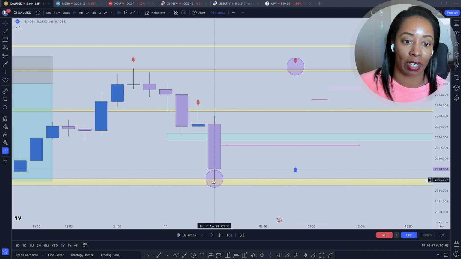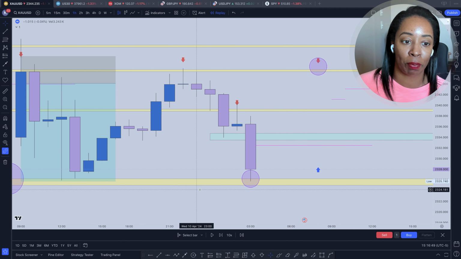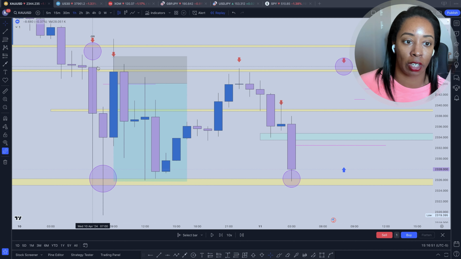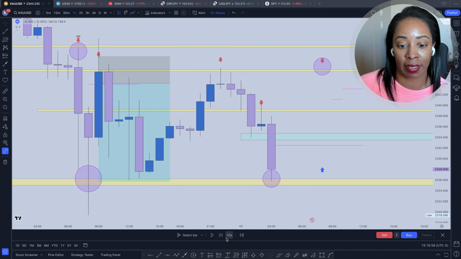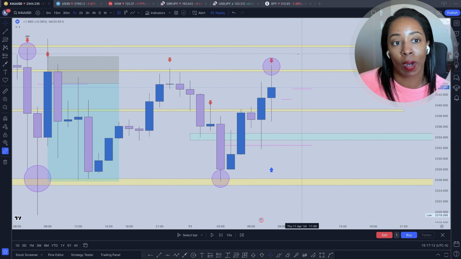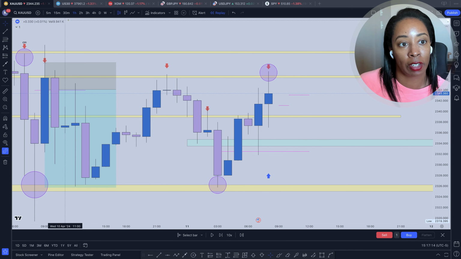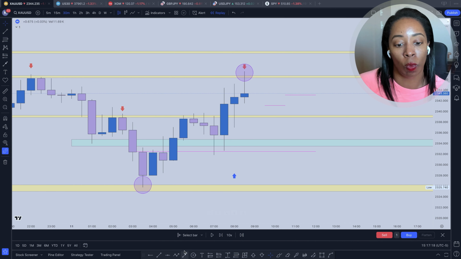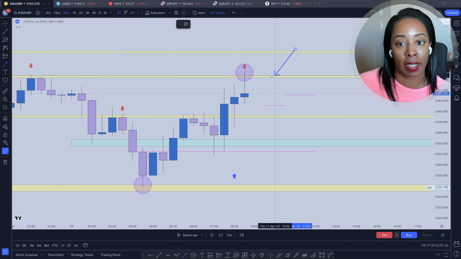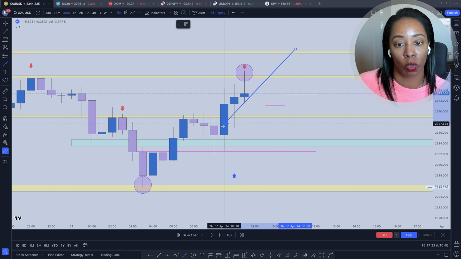So then it tapped this area again. So you can see that pretty much price came to this area 1, 2, 3 times. So by the time I got to the chart, let's go right here. I saw that price tapped into this area again. Let's go down to the 30-minute chart. Tapped into this area again. Once again, it formed a weak bullish candle. You can see all these bullish candles, but it tapped into this area again.